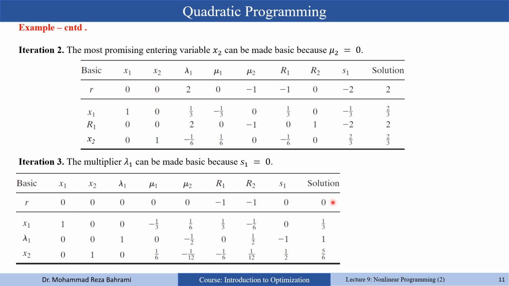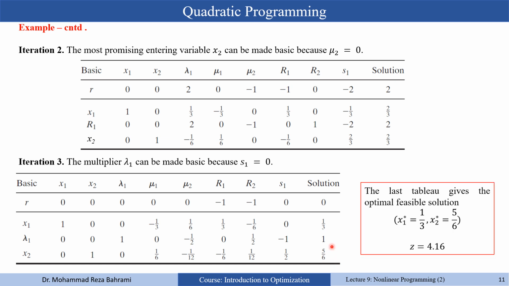In this case, we reach the final iteration. As you can see, we have a 0 here, so it means that we reached the final solution. The variables are x1 equals 1 over 3 and x2 equals 5 over 6, which is our optimum feasible solution. If you enter it into the original objective function, you will reach the number 4.16. So this method works like this: we change one quadratic problem to a system of linear equations, and then we solve it.